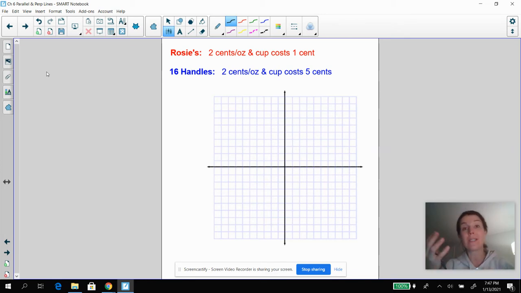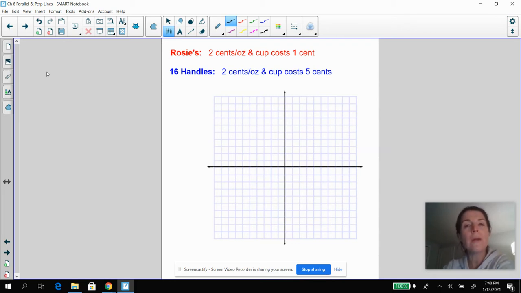There's this place called 16 Handles. There's one in Stamford, I know, and there are a few in the city. At 16 Handles, it's the same price per ounce, so it's still 2 cents per ounce. But the cup is a little bit more expensive. The cup costs 5 cents.